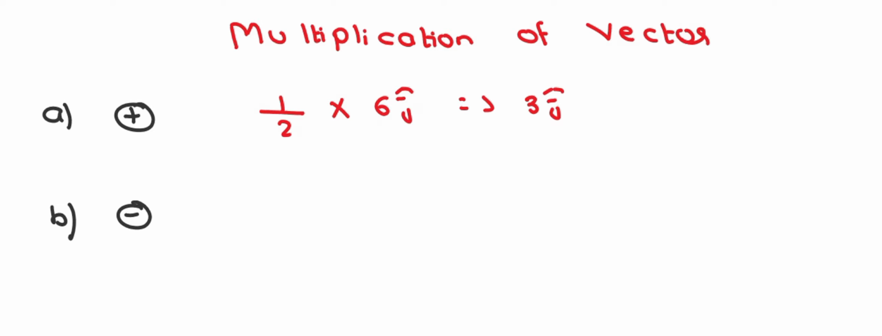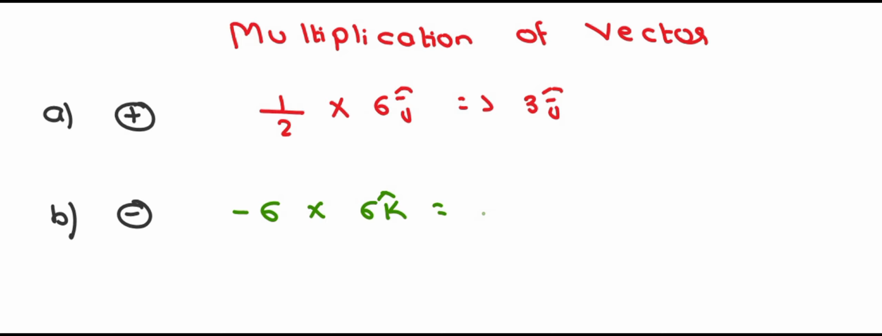As well as if a negative number, let's suppose minus 6, is going to multiply with 6k. So the magnitude of the vector increases, that is 36k, but its direction is reversed by 180 degree.